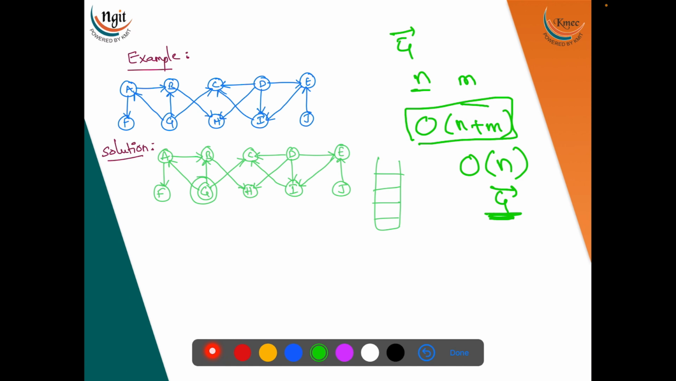So this is about topological ordering: the definition, the example problem, the solution, and the time complexity of the same.